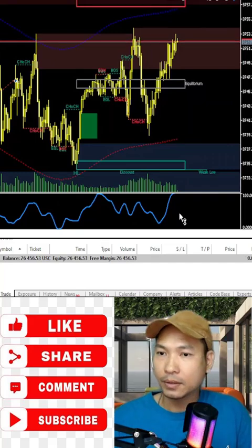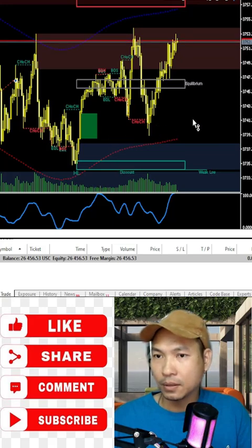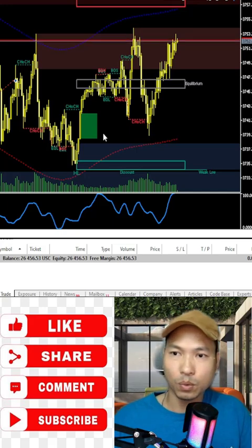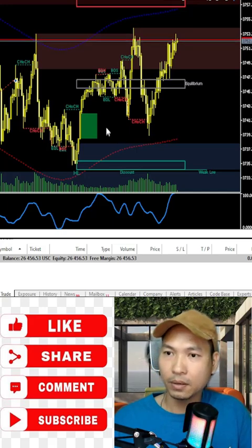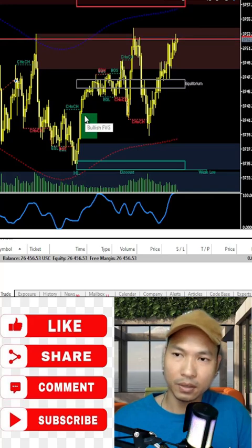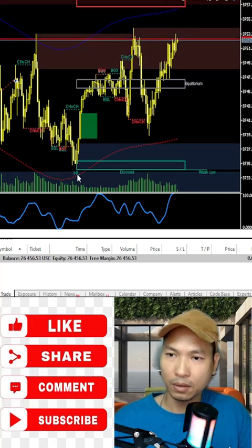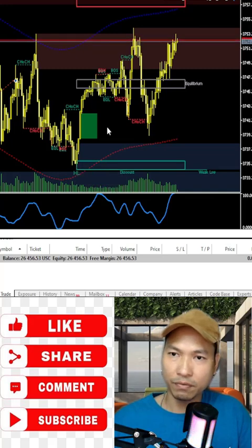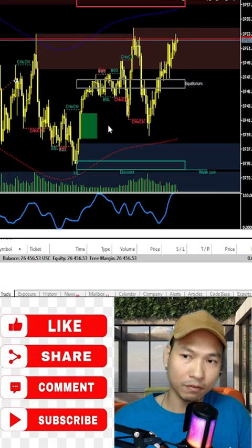All right, so let's see. Today it seems that we missed the trade in the Asia session. You can see here we have the bullish FVG right here. Normally I will enter the buy trade when we see the FVG on the M5 time frame.